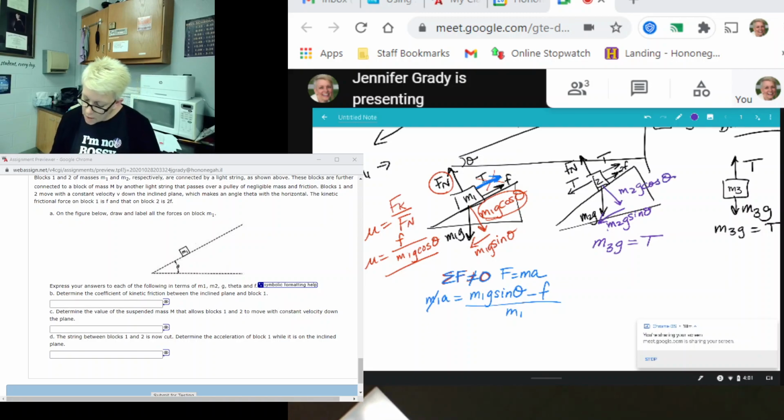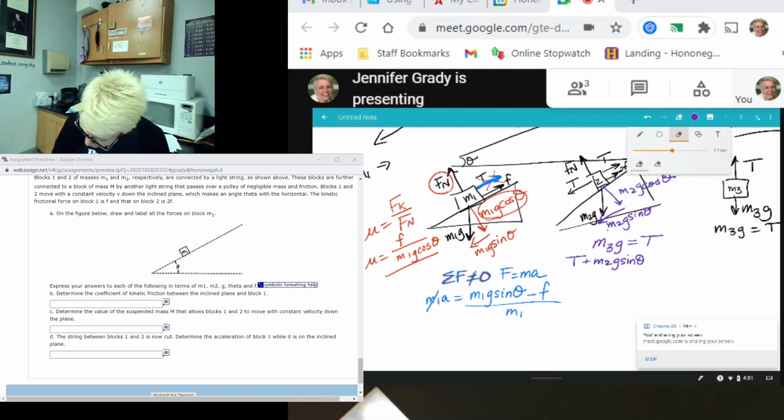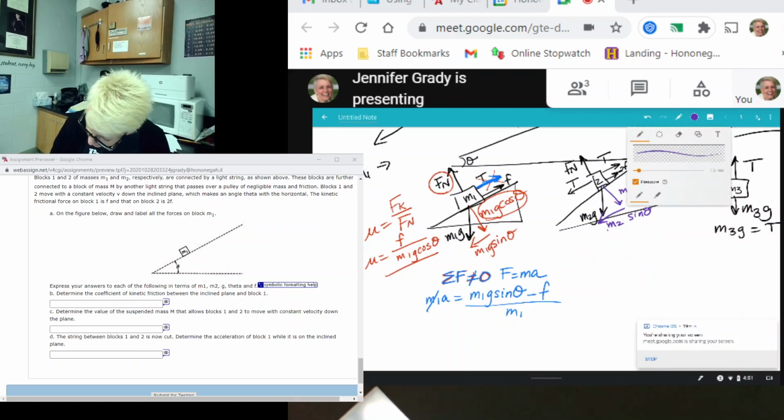There we go. All right, so trying to go down the hill. All right, we have a tension and we have m2g sine of theta. Oh, I should have written that differently. Let me erase that and line it up better. I just messed the whole darn thing up. I messed everything up. Dang it.